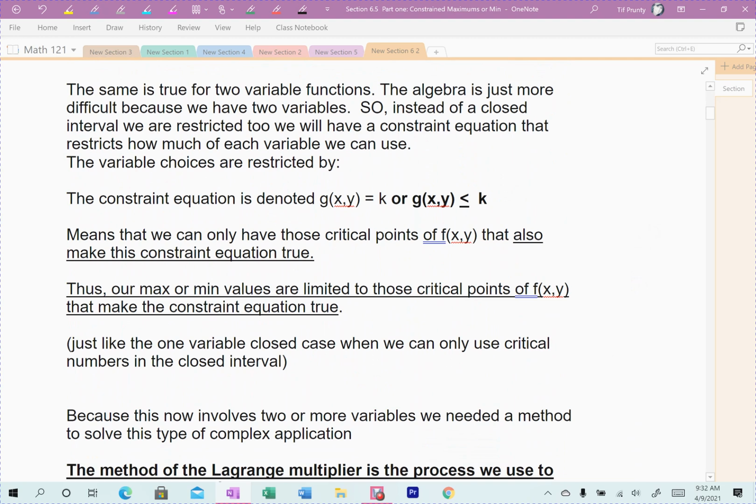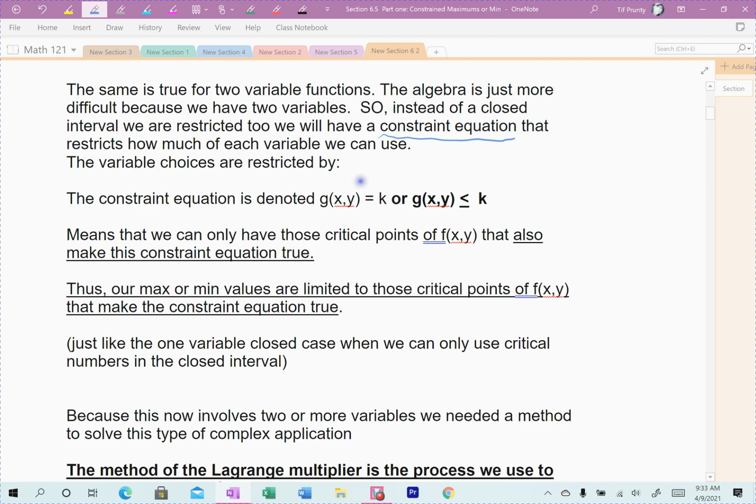All right, so instead of a closed interval case, we're restricted to what's called a constraint equation, right? Because it involves both the x and the y values and usually some constant that constrains us. It restricts our variables. And so that's the first thing. Either we're given the constraint equation or in applications we'll have to find the constraint equation. And the constraint equation is where we've got some setup for our x and our y, our variables, which are limited by some constant k, right? K would represent my budget, my time, my total items that I can produce.